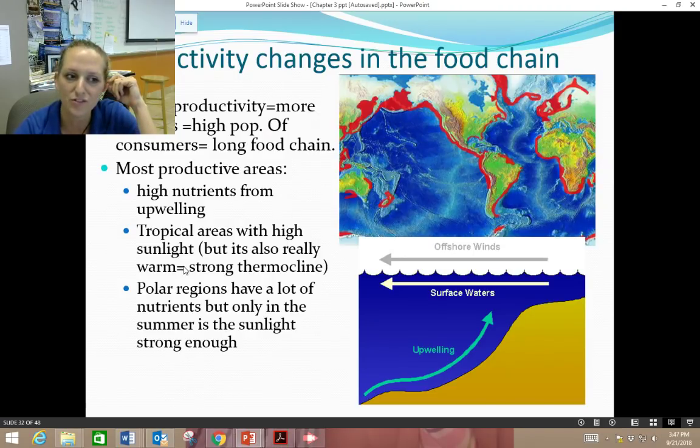Tropical areas have high sunlight, but it's also really warm. So there's a strong thermocline. So you're not gonna have a lot of mixing or a lot of nutrients. Double-edged sword. Polar regions, they have a lot of nutrients, but in the summer is the only time that they can really do photosynthesis.